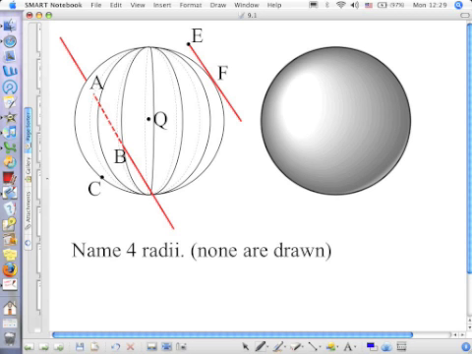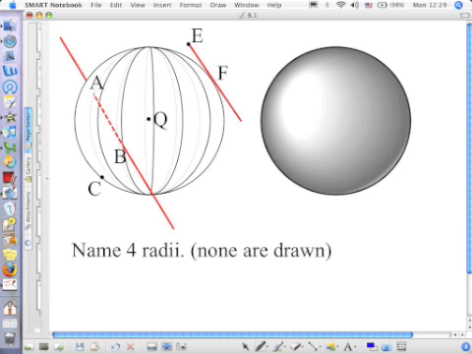Name four radii, none are drawn. QC, QF, QA, QB. It doesn't feel like B could do it because B looks so close. I know it's hard to tell, but you've got to wrap your brain around it. So from the center I'll go back to a point on the outside. Now when we're talking about spheres, they're hollow on the inside. They're not solid. Unless there's Jello inside.